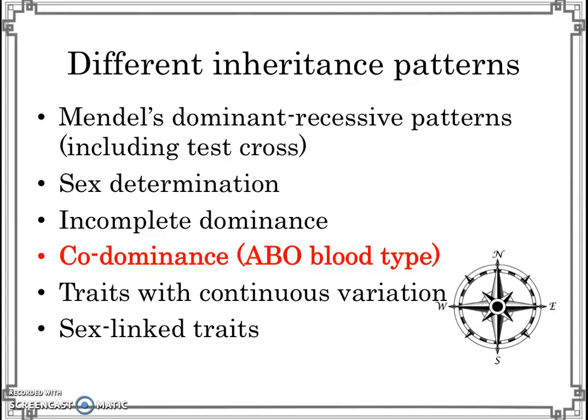Now in this video, we're going to continue looking at different patterns of inheritance, and in particular, we're going to take a look at how blood type is inherited. We're going to see how blood type is an example of codominance, as well as multiple alleles. And this is very important for your syllabus.